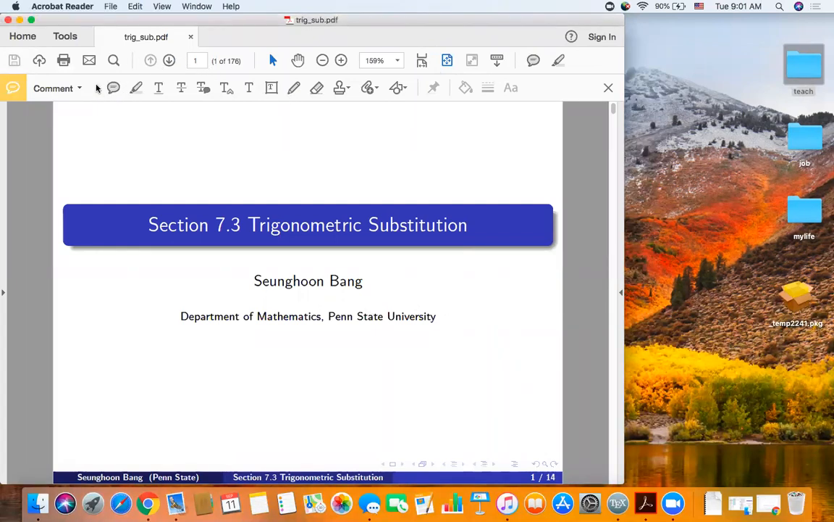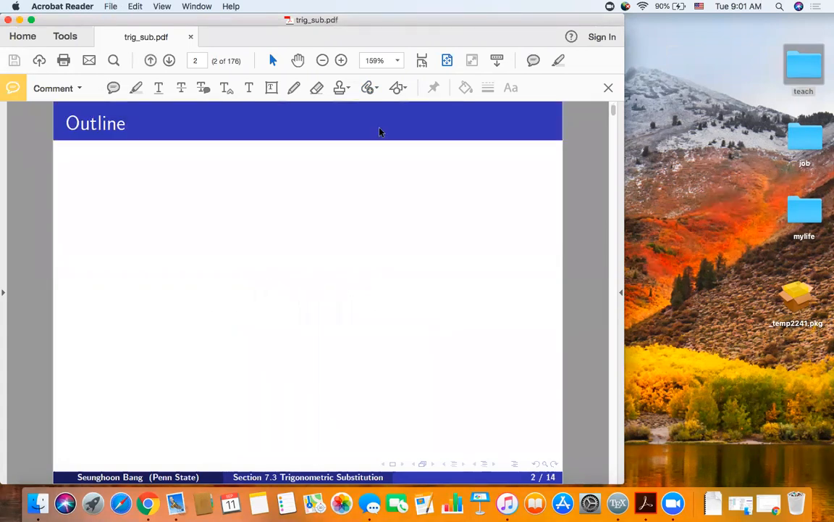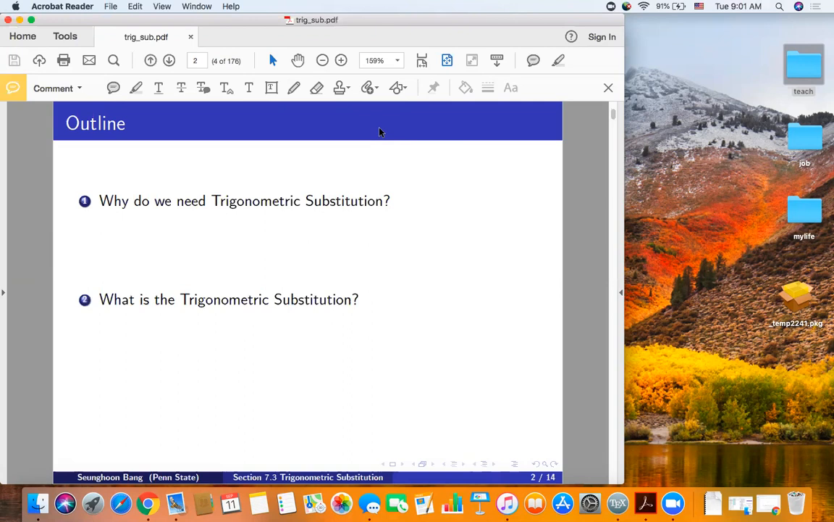Okay, so today I want to talk about section 7.3, the trigonometric substitution. This is like a two-day lecture. Here is the outline. First, why do you need trigonometric substitution? Second, what is the trigonometric substitution? Last, I want to give examples by using trigonometric substitution.